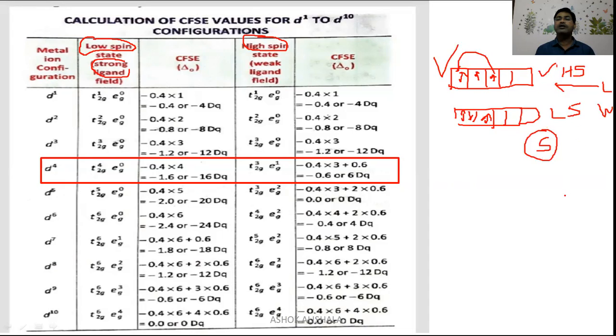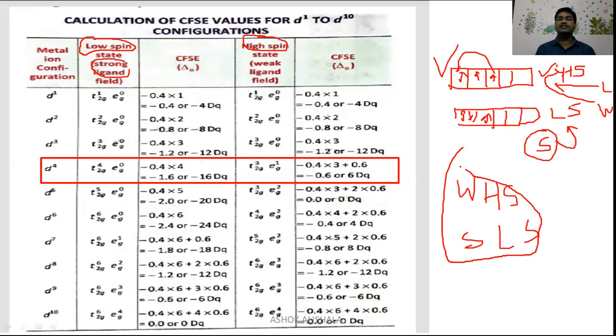What to remember? If it is a strong ligand, this is going to be the low spin complex. If it is a weak ligand, that results in the high spin complex. Just simply remember WHS and SLS. WHS means weak ligand, high spin complex; SLS means strong ligand, low spin complex. In this way you can remember what is a low spin complex and what is a high spin complex.